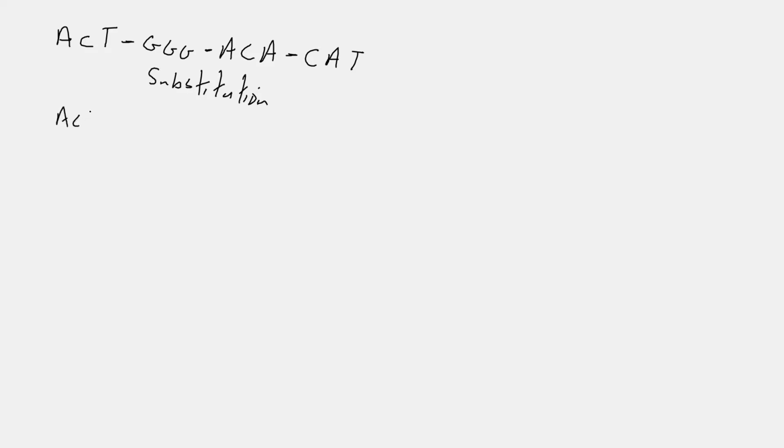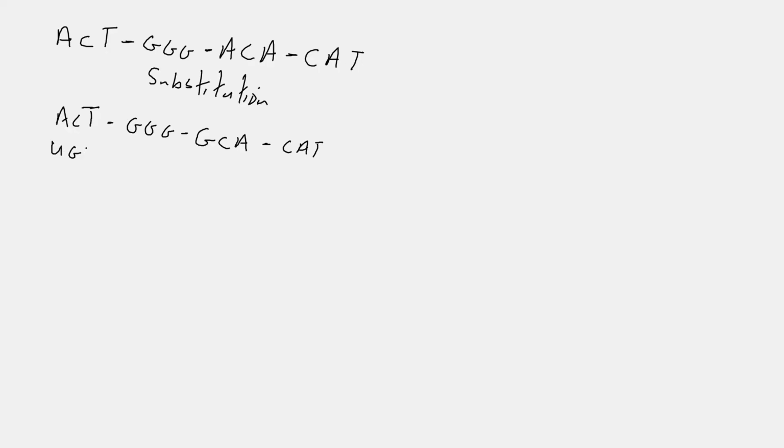So ACT, GGG, and let's say we change the A to a G, so we get GCA and CAT. Now remember, this is going to be used to make a protein, which means you take this and you make mRNA from it.